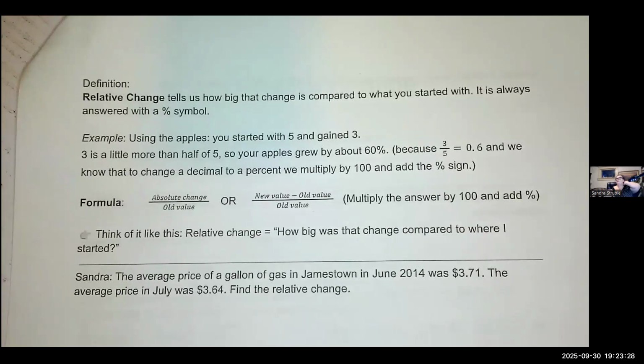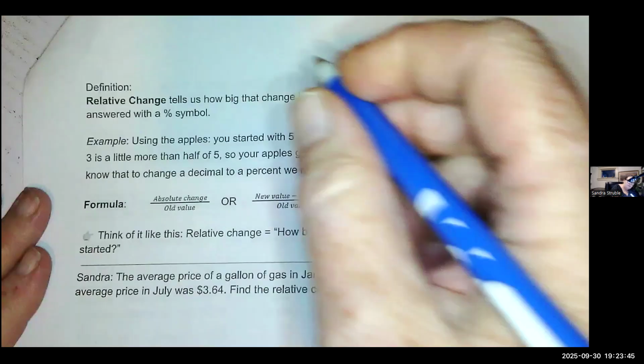Definition. Now we're going to talk about relative change. Relative change is always a percent. Right now, we've just been talking about actual change. Relative change tells us how big that change is compared to what you started with, compared to the original value. It is always answered with a percent symbol.